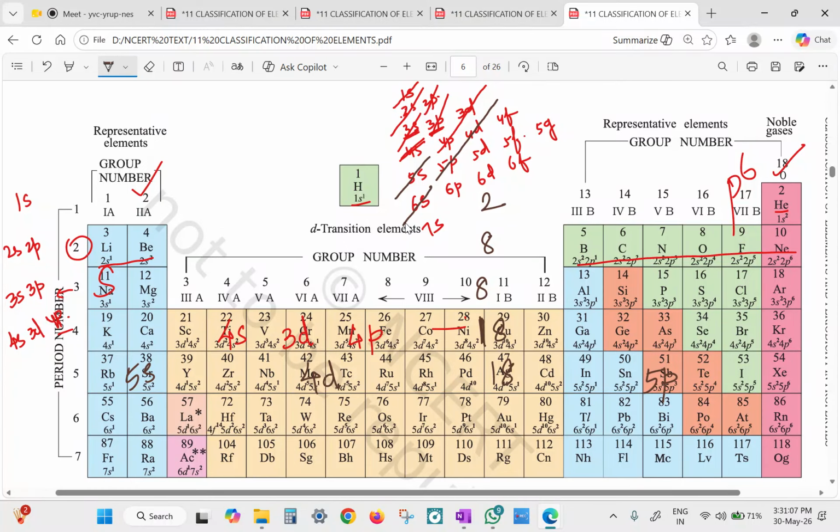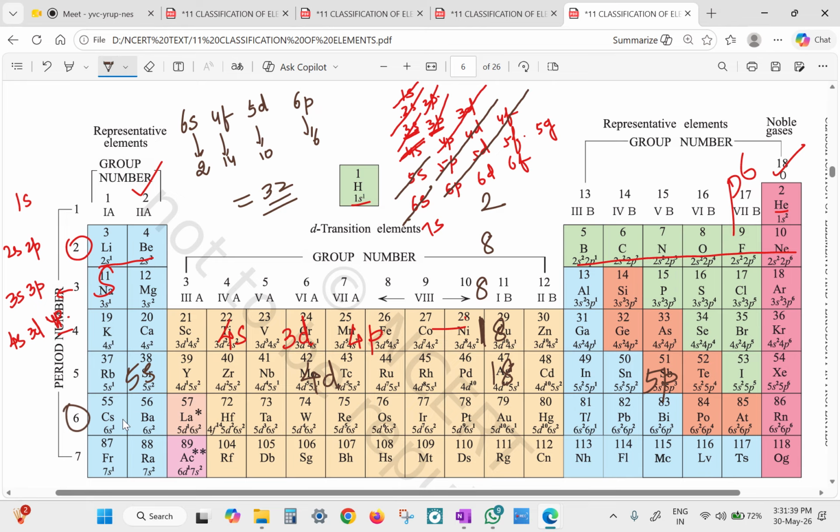Any period will start with S and end with P. So if I start at 6s, I have to go to 4f, I have to go to 5d and I have to come to 6p, right? How many electrons totally? 2 plus 14 plus 10 plus 6. That makes how many electrons? 32.